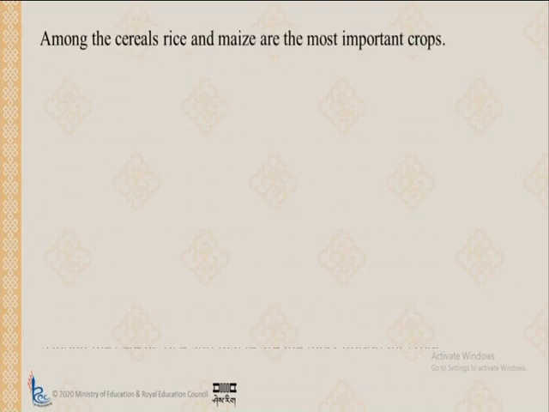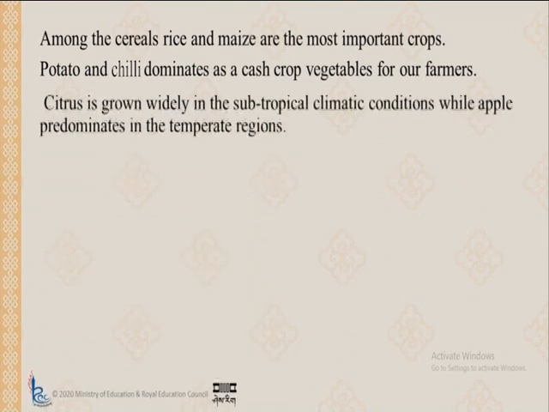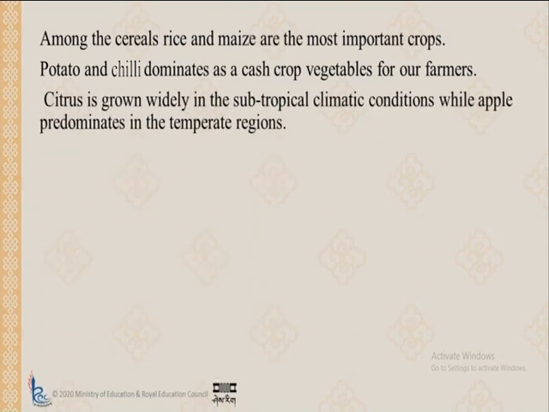So it is clearly shown in the picture, the 4 categories of crops. Among the cereals, rice and maize are the most important crops. Then potato and chili dominate as cash crop vegetables for our farmers. Citrus is widely grown in the subtropical climate condition, while apple predominates in the temperate regions.